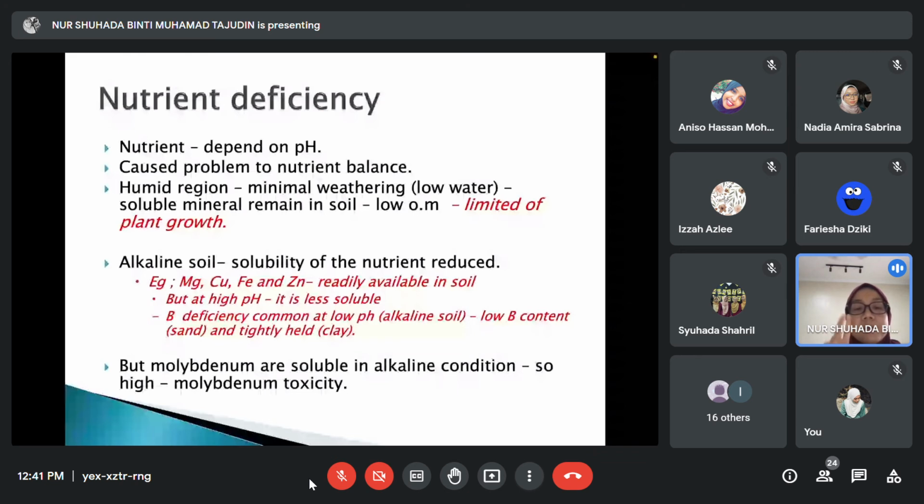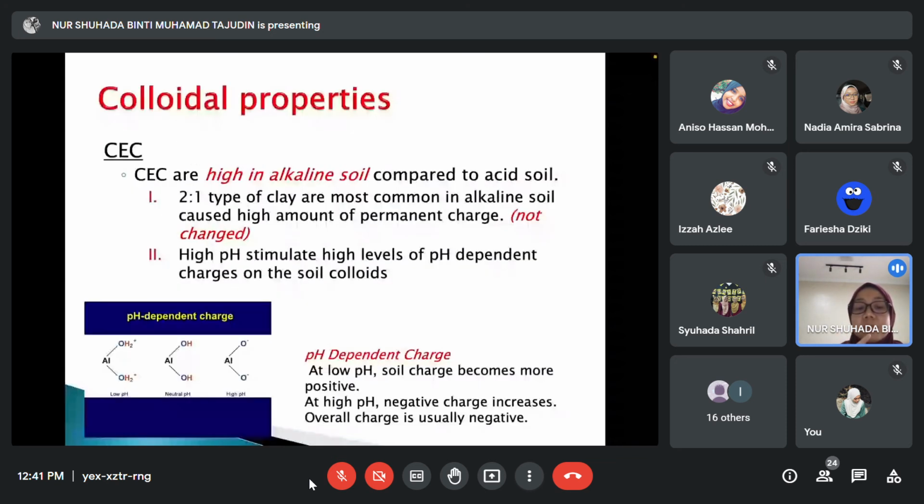Next, high pH stimulates high levels of pH dependent charges on the soil colloid. At low pH, soil charges will become more positive. However, at high pH, the negative charge increases and the overall charge will become negative. So if you see here, at high pH it becomes O negative like this. Neutral pH is like this, and at lower pH is like this.